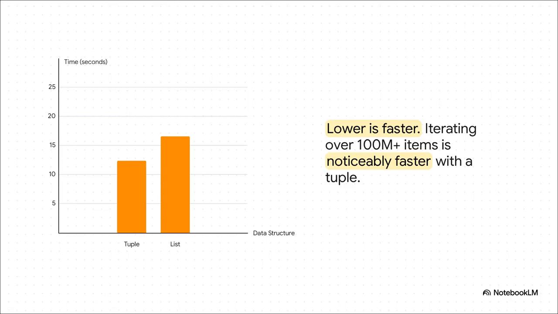And it's not just memory. It's also about speed. This chart shows that looping over millions of items is just plain faster with a tuple. Behind the scenes, Python can make some really clever optimizations because it has that guarantee that the tuple's contents and size will never change. For large, static sets of data, that performance boost is a really big deal.